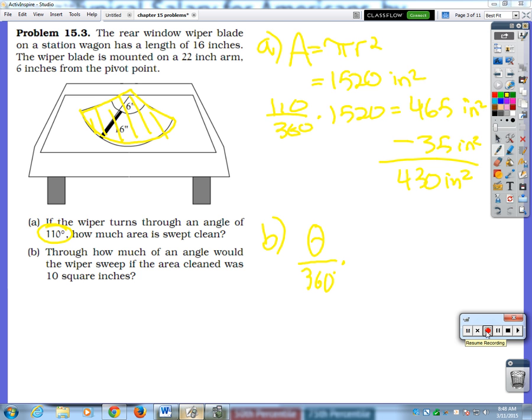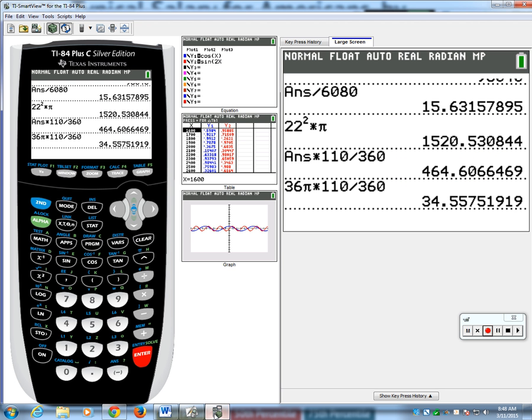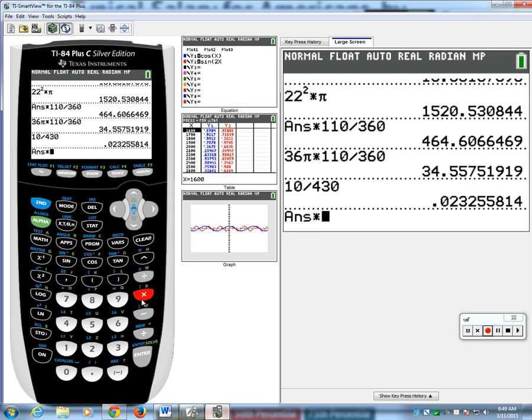We are trying to find the angle, okay? So what do we know? That the original area was 430 square inches, and now we want that area to be 10. So how do you solve that for the missing angle? Divide by 430 and multiply by 360. If I go 10 divided by 430, and then times that by 360.